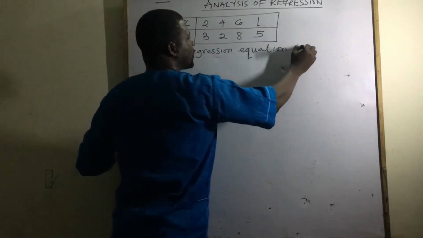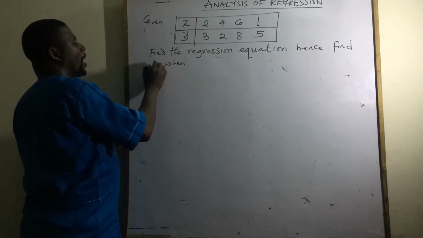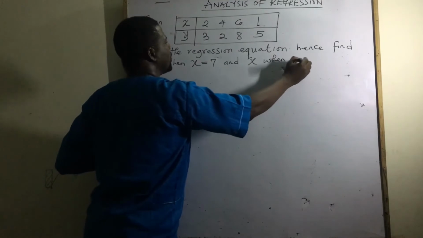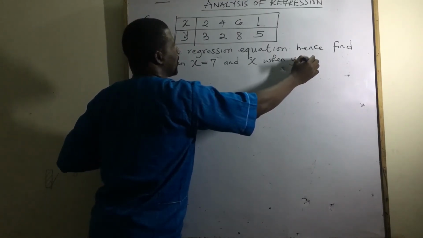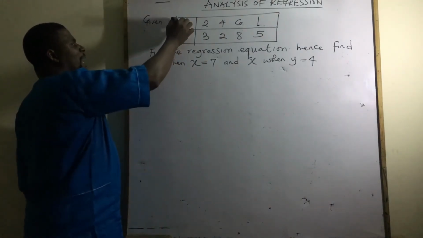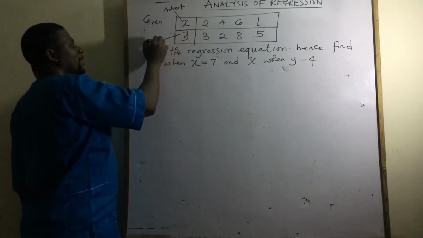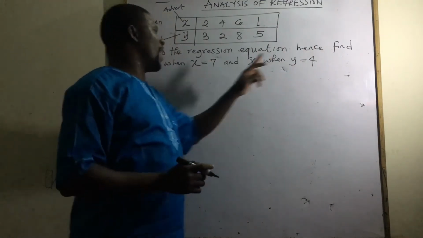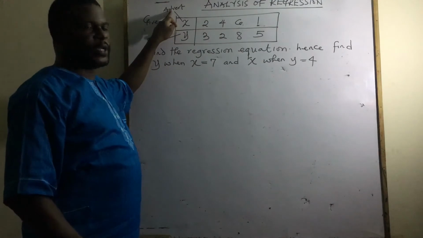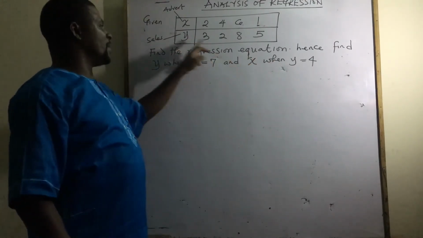Now they also say find y when x is 7, and find x when y is 4. Let's still assume that our x is advert and y is sales. So where they say find y when x is 7, it's like saying find the value of sales when advert is 7. And where they say find x when y is 4, it's like saying find advert when sales is 4.